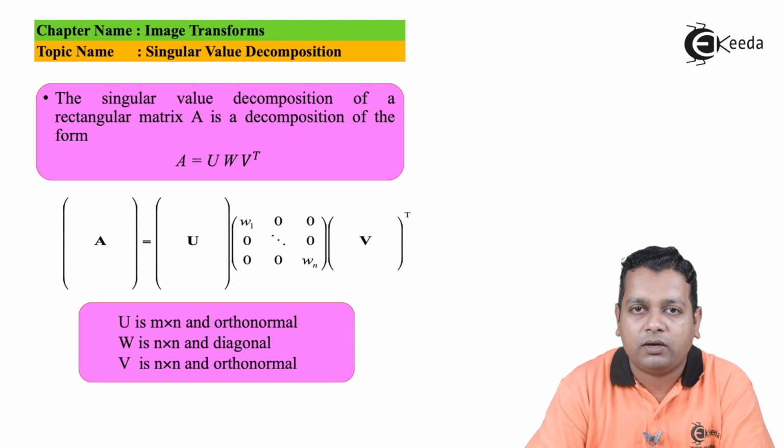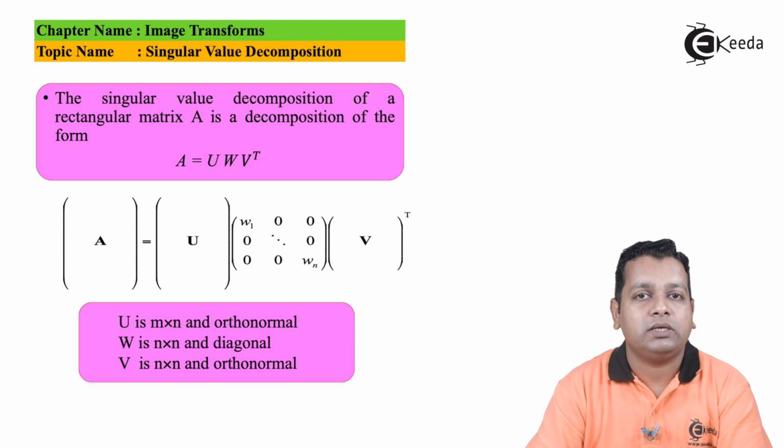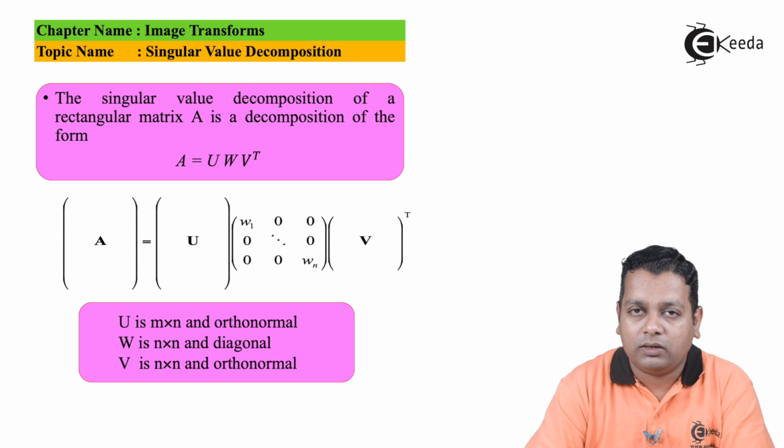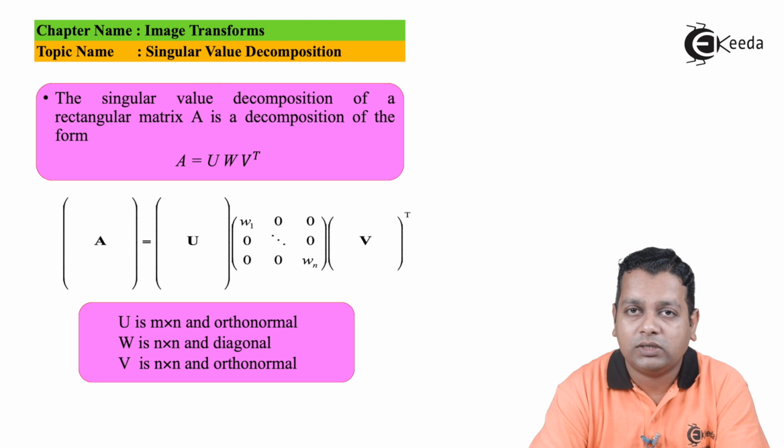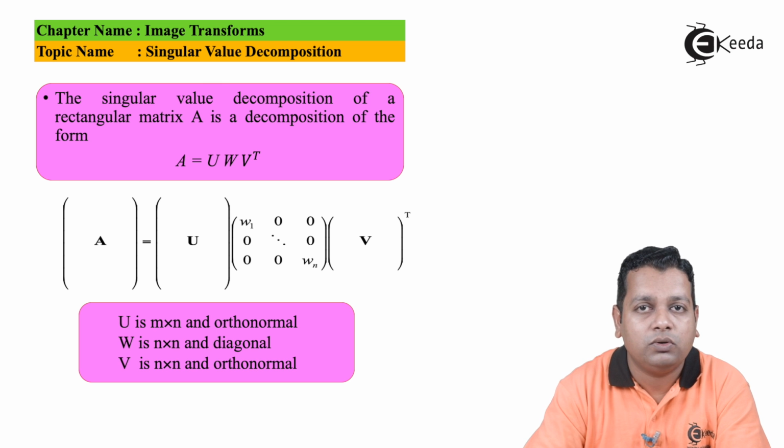So this is the input data, and it has been decomposed into three matrices. Here U has dimensions m by n and it is orthonormal. W is n by n diagonal. V is also orthonormal. Whatever the dimensions of matrix A, m by n, it is decomposed into the three. The orthogonality condition for the image transform, which is very essential, is also here. Along with orthogonality, orthonormality is also followed by the matrices V and U.